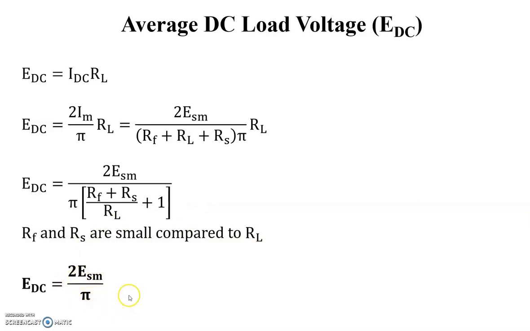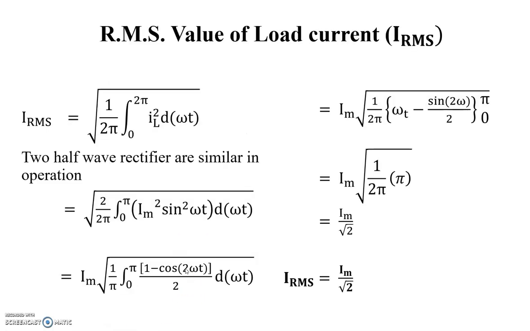So similarly, this EDC is twice that in the half-wave rectifier circuit. Next we will move on to the RMS value, or root mean square value, of the load current. So what is the root mean square value? It means squaring, finding the mean, and then finding the square root. Hence the RMS value of load current can be obtained: root of 1 by 2 pi, integral 0 to 2 pi, IL square d omega t.